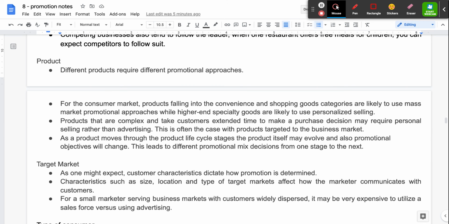One of the big aspects is we look at the different products. Different products require different promotional approaches. It definitely depends on what you're trying to advertise. That's going to have a big implication on how you're going to advertise, and what it is.